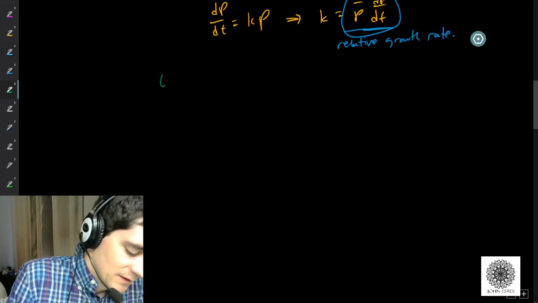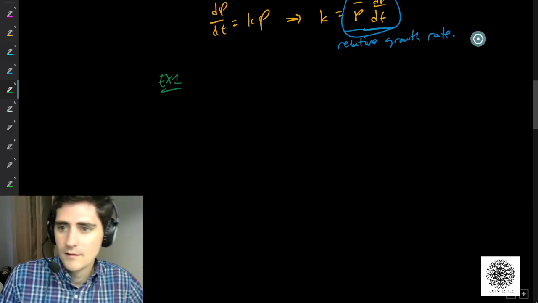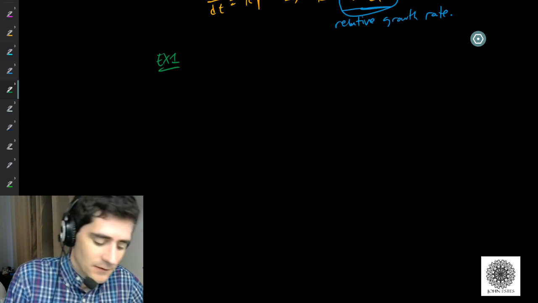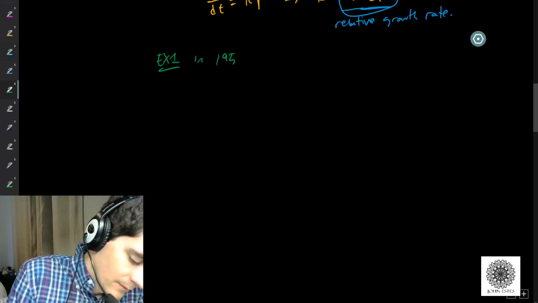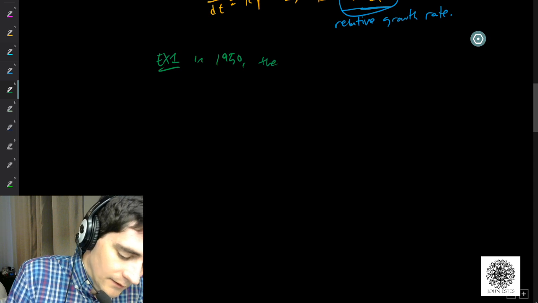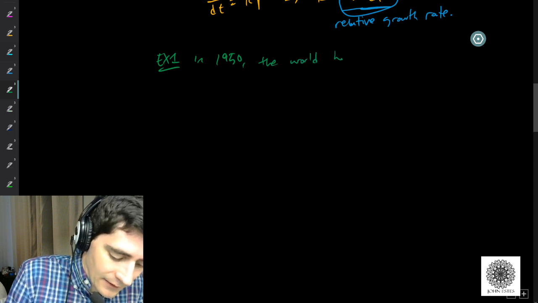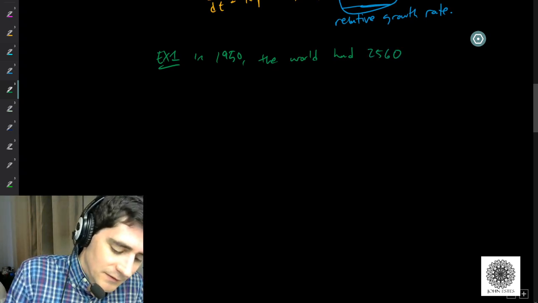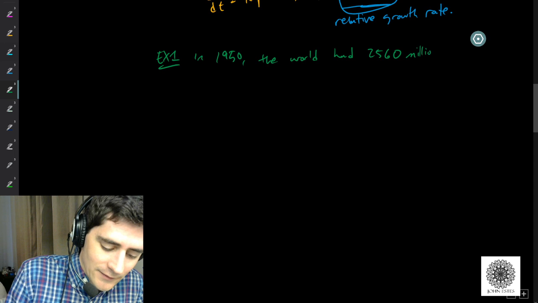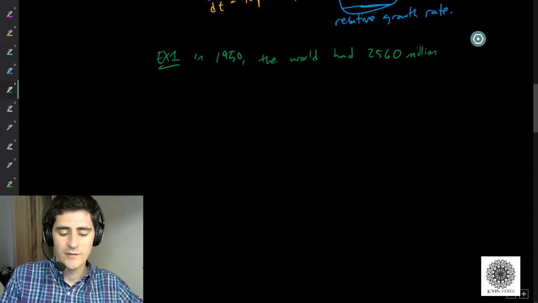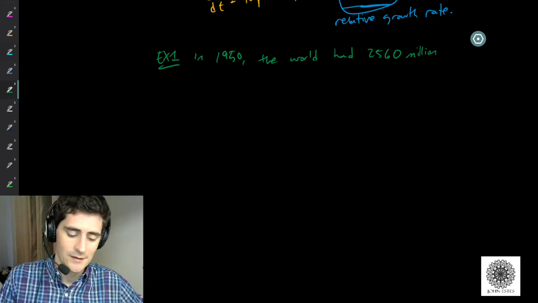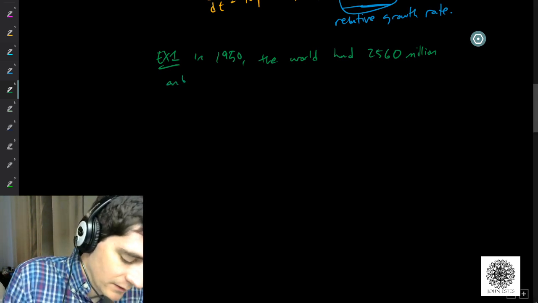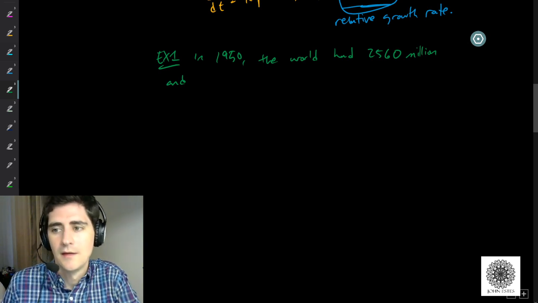All right, so here's my example. We're going to look at world population. So in 1950, the world had 2,560 million. All right, that's a funny way of saying 2.56 billion, but we're going to write it that way.